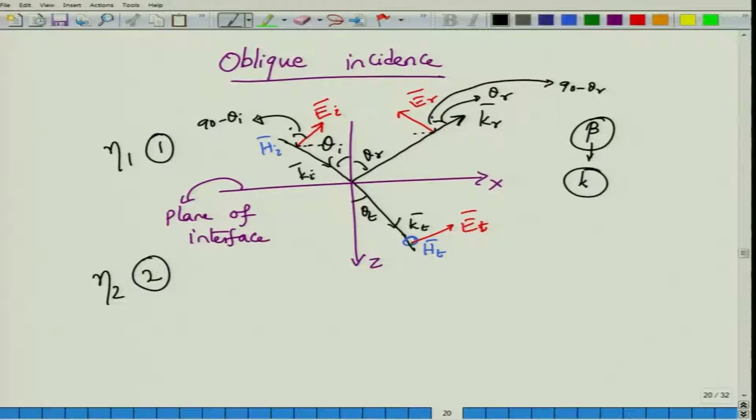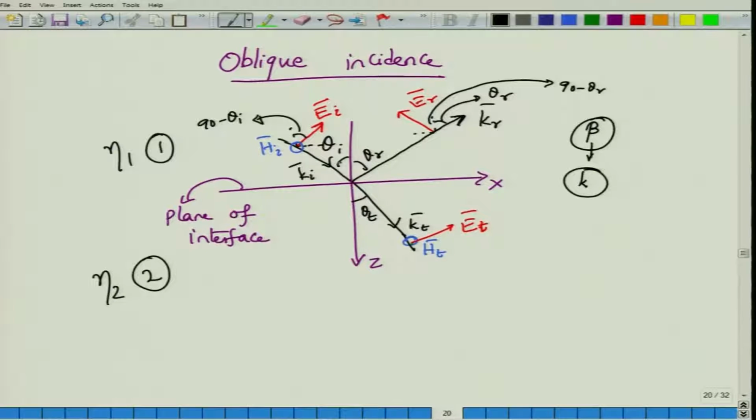I denote the incident fields by a subscript i. So you have k_i, E_i and H_i. H_i will be along the y direction, and E_i is the incident electric field, which is in the xz plane, as is the incident wave vector k_i. Because of the reflection, there will be reflected fields and transmitted fields. The reflected wave will make an angle of theta r as it propagates away from the plane of interface.